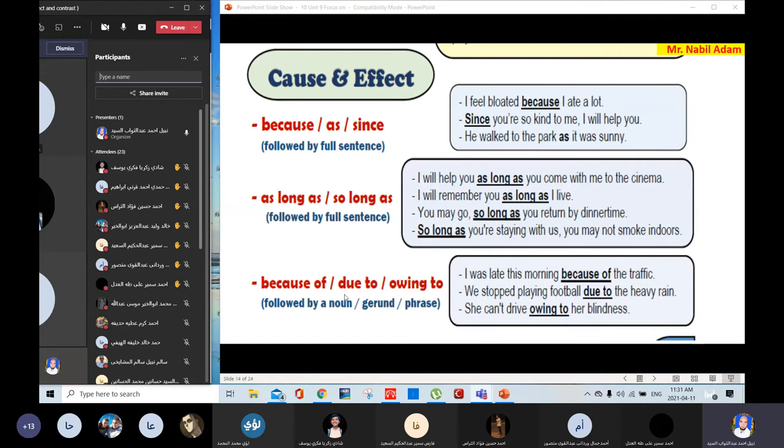أما because of, due to, owing to, يأتي بعدها شبه جملة, followed by a noun, gerund, or phrase. Adjective phrase, noun phrase. I was late this morning because of the traffic. I was late this morning owing to the traffic. I was late this morning due to the traffic. We stopped playing football due to the heavy rain. We stopped playing football because of the heavy rain. We stopped playing football owing to the heavy rain. She can't drive owing to her blindness. She can't drive because of her blindness. She can't drive due to her blindness. يبقى مفيش فرق بين الثلاث كلمات دول.